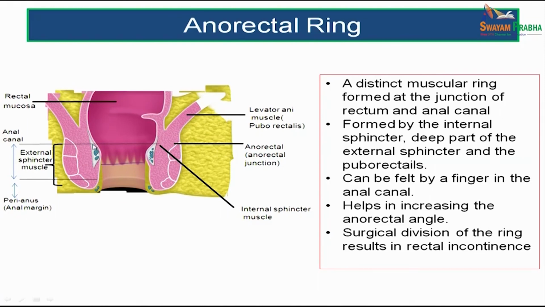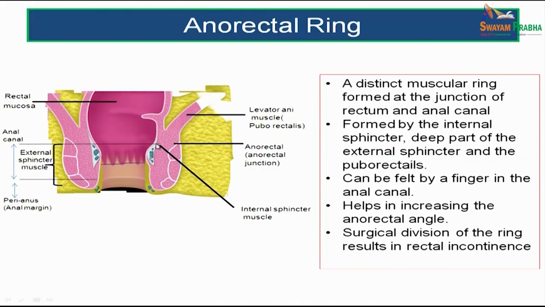This is formed by 1 is your internal sphincter, 2 is the deep part of the external sphincter, and 3 is the puborectalis. I repeat, the anorectal ring is at the junction of rectum and anal canal. It is a distinct muscular ring which can be felt by a finger in the anal canal. It is formed by internal anal sphincter, deep part of the external sphincter and puborectalis muscle.